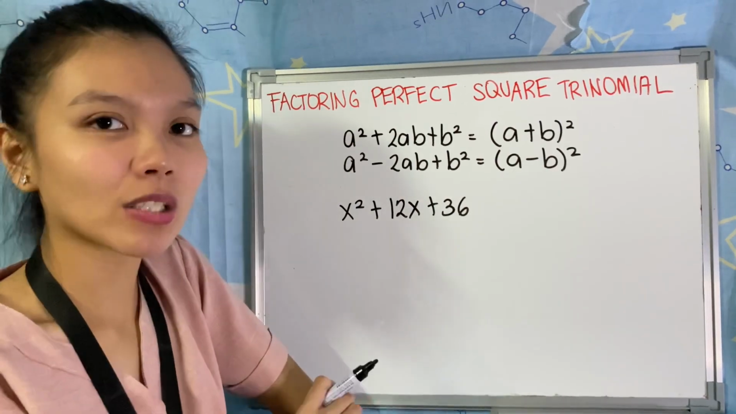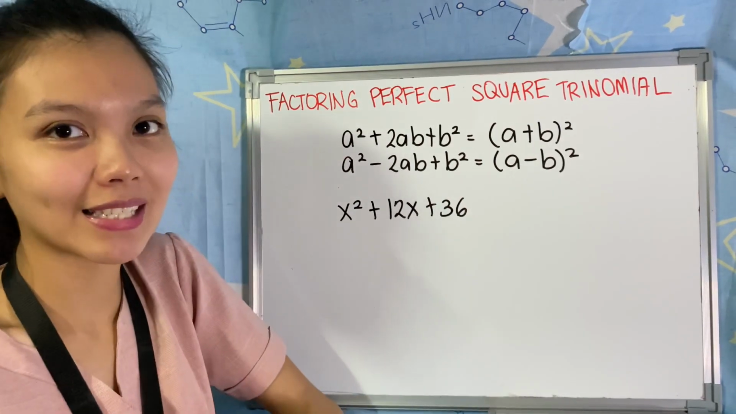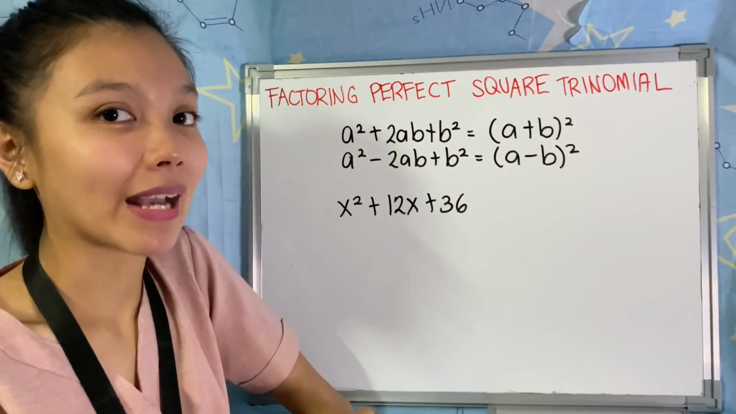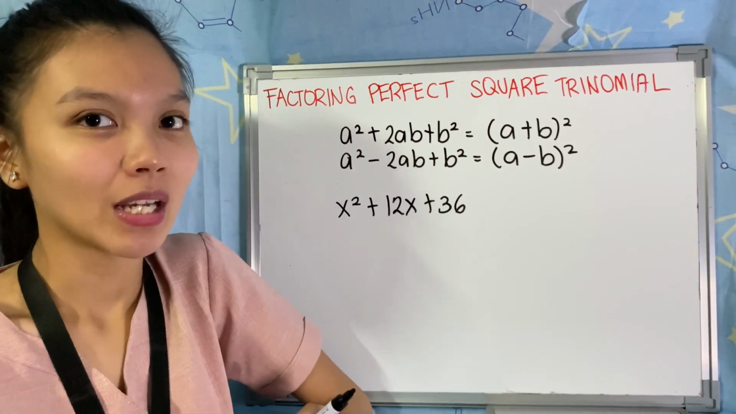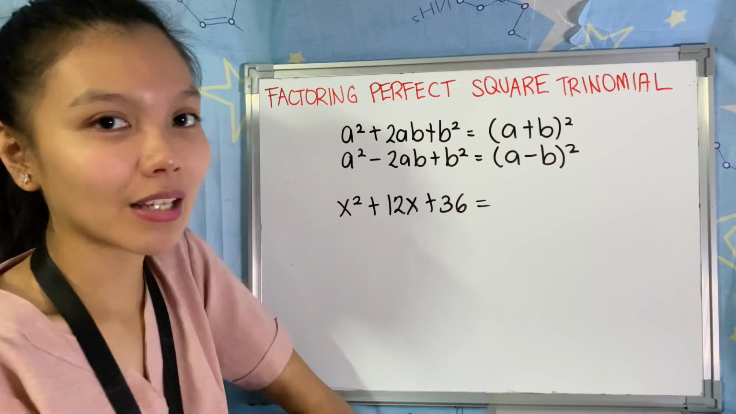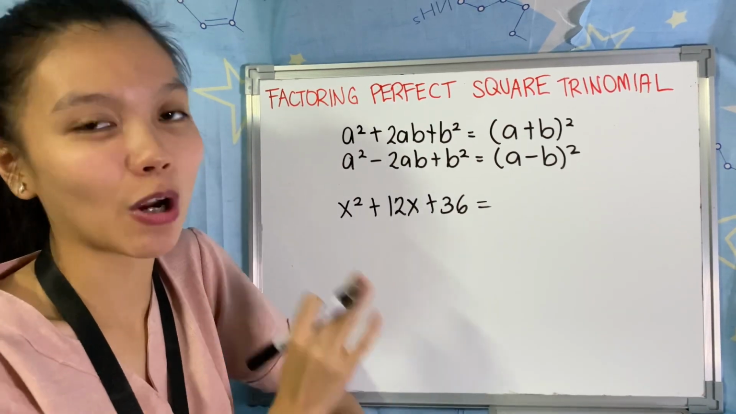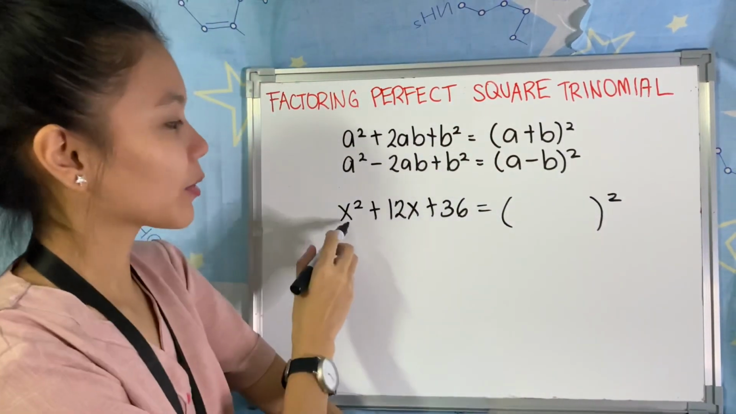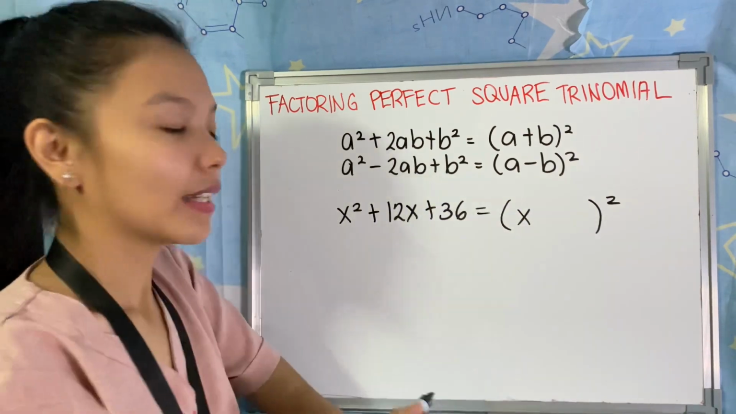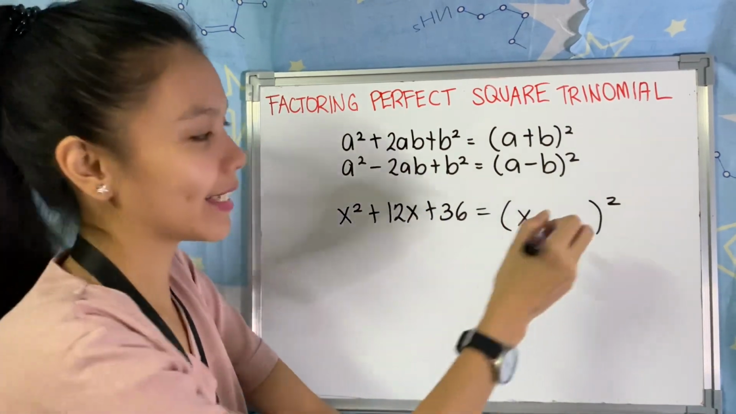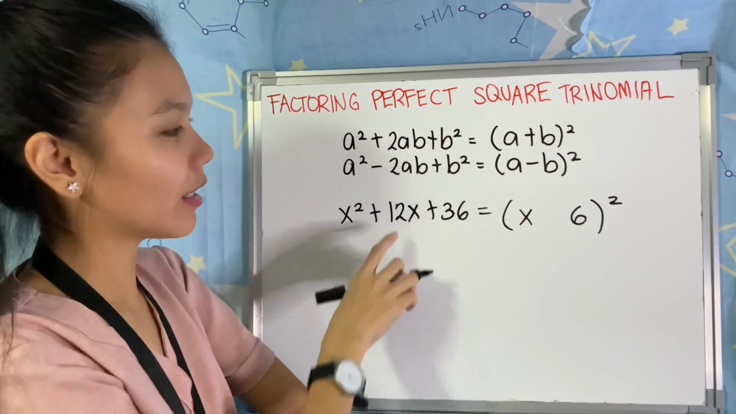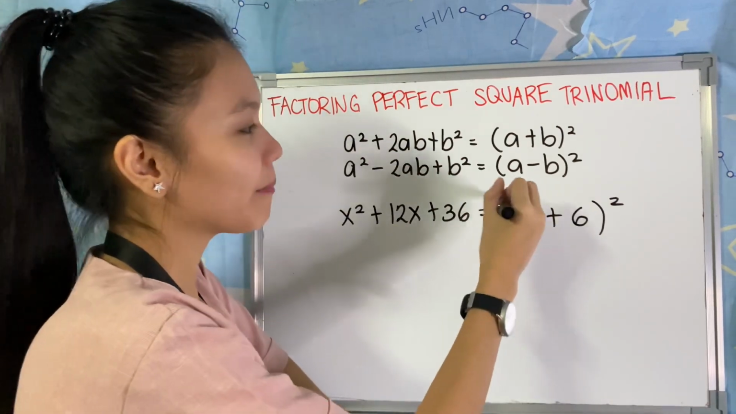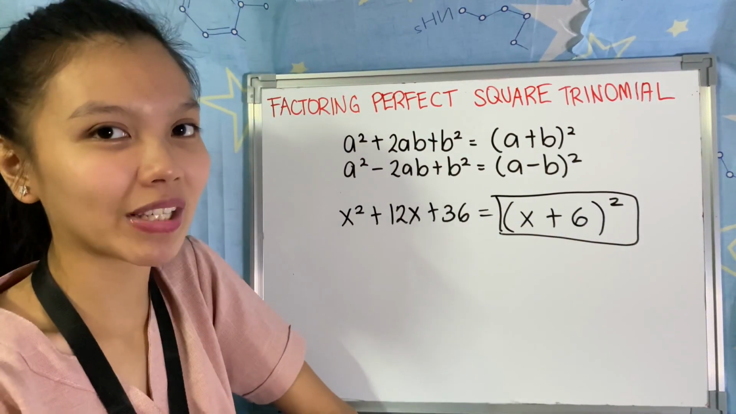So, the square root of x squared is x. The square root of 36 is 6. So, we have 6x. Then, multiply it by 2, we got 12x. So, perfect square trinomial siya. Pwede na natin gamitin yung ating 3 steps to get the factor of this PST or the perfect square trinomial. So, we have the square root of x squared, we have x, and the square root of last term, which is 36, is 6. Then, copy the sign of the middle term. So, we have x plus 6 raised to 2. Ganun lang kasimple yung pagkuha ng factor ng ating perfect square trinomial.